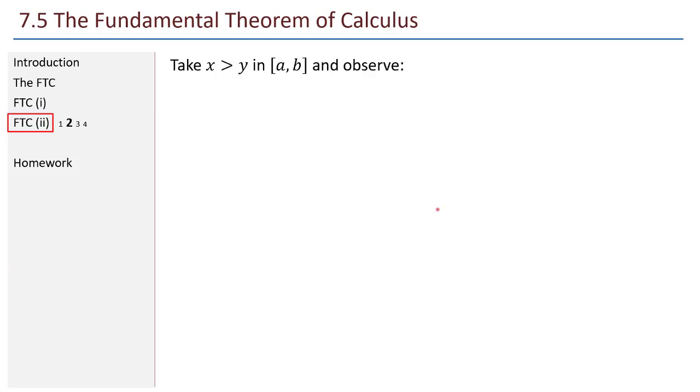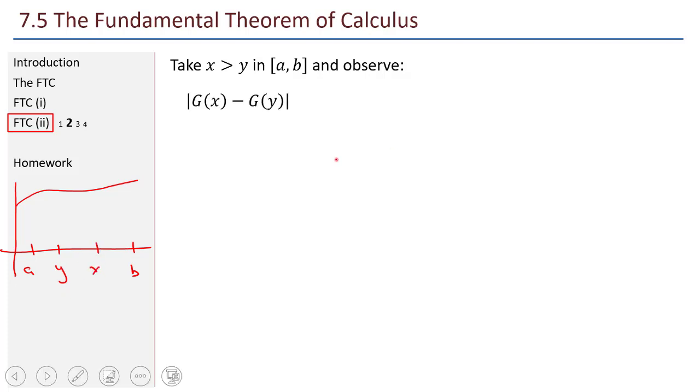Okay. Let's take some x greater than y in this interval a, b. So I've got a, b, there's a y, there's an x. And what happens if I take the absolute value of the difference, big G of x minus big G of y? Well, remember what big G represents, that's just the integral. So big G of x is the integral from a to x of little g. So big G is that area.